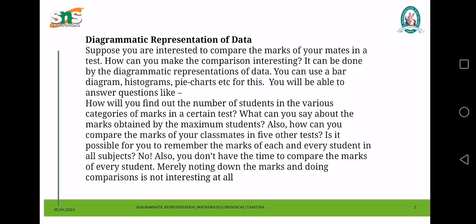Is it possible for you to remember the marks of each and every student in all subjects? No. Also, you don't have the time to compare the marks of every student. Merely noting down the marks and doing comparison is not interesting at all.